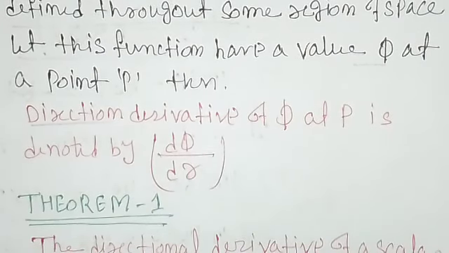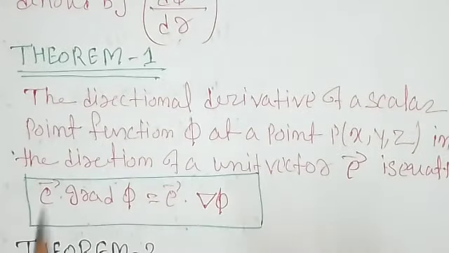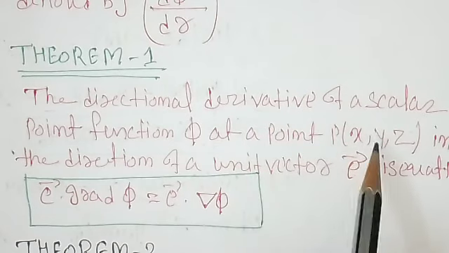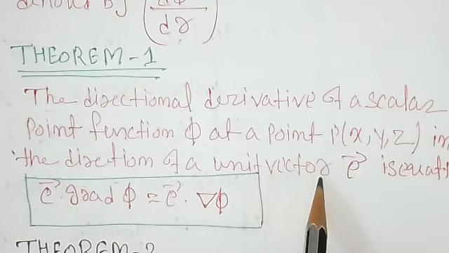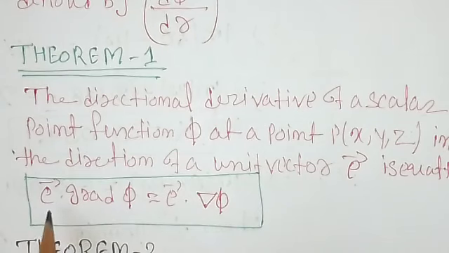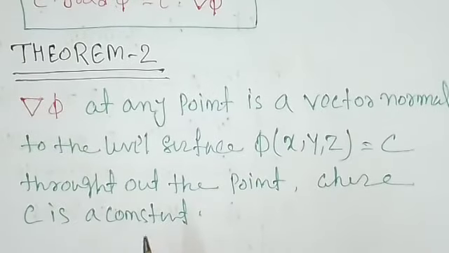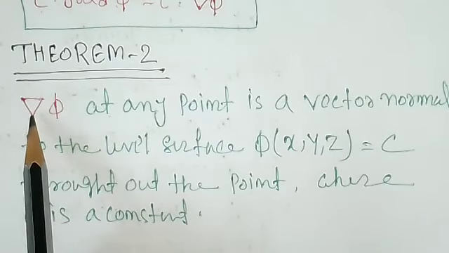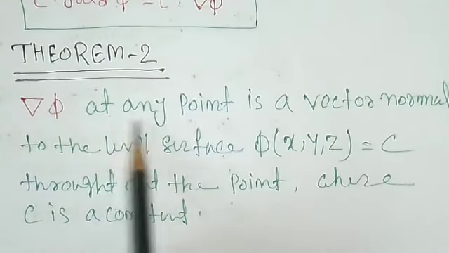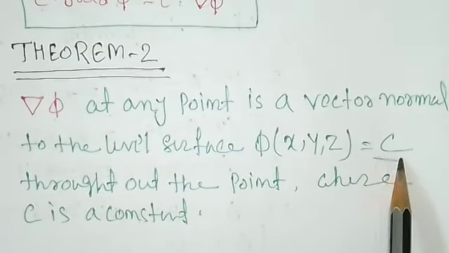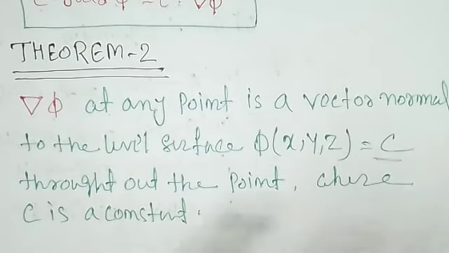There are two theorems you should know. Theorem 1: the directional derivative of a scalar point function phi at a point x, y, z in the direction of unit vector e is equal to e dot gradient of phi, which is e dot del of phi. The second theorem: del of phi at any point is a vector normal to the level surface phi of x, y, z equal to c, where c is a constant.